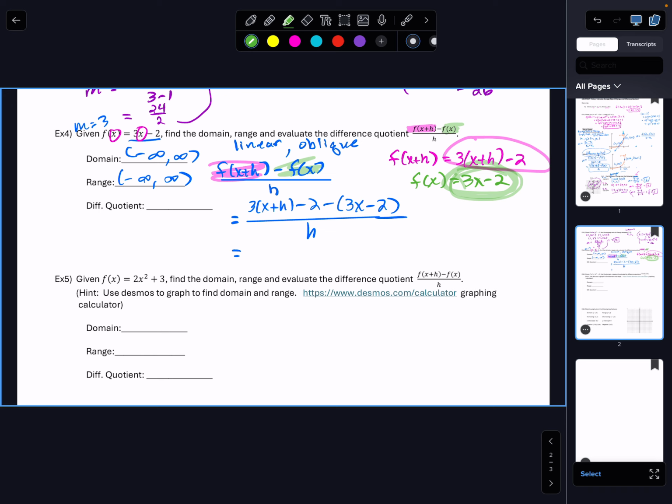So what I've got going for me so far is this whole expression is your f of x plus h. And this is my f of x. And I'm subtracting those. And then do the math. 3x plus 3h. Don't forget that minus 2 there. Now distribute the negative, meaning both the signs are going to change. It's going to become a minus 3x, but a plus 2. And it is all over h.